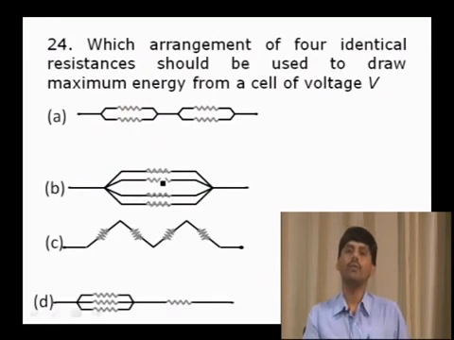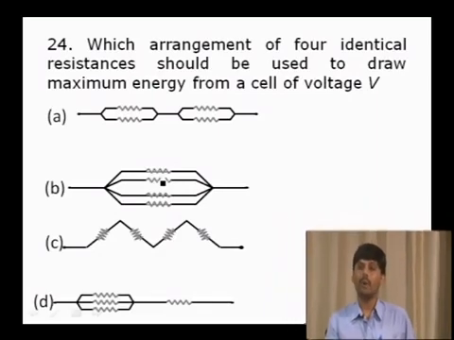Question number 24. Which arrangement of 4 identical resistors should be used to draw maximum energy from a cell of voltage V? They were given 4 options. A, 2 in parallel; B, 4 are in parallel; C, all are in series; D, 3 are in parallel and 1 is in series with the combination. Okay, they were given the problem like this.